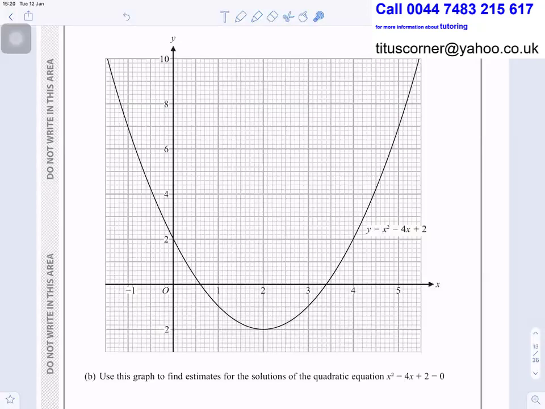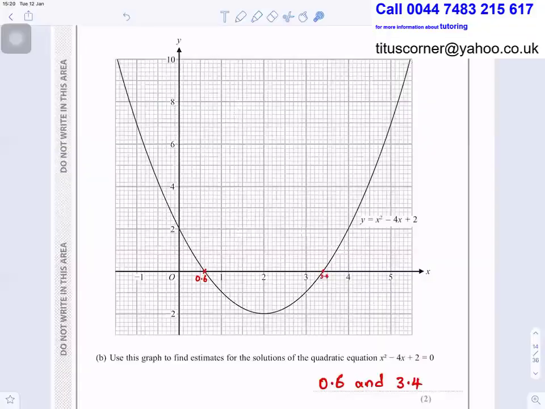Part B, use this graph to find the estimate for the solutions of the quadratic equation. So you've got the graph at the top there. You want to find the estimate for the solution of the quadratic equation x squared minus 4x plus 2 equals 0. It is called an estimate because you wouldn't get an exact answer, because the graph is not perfect. And the solution of a quadratic equation is where it crosses the x-axis. This is the x-axis I've drawn there in red, and the solution is where the curve crosses the x-axis.